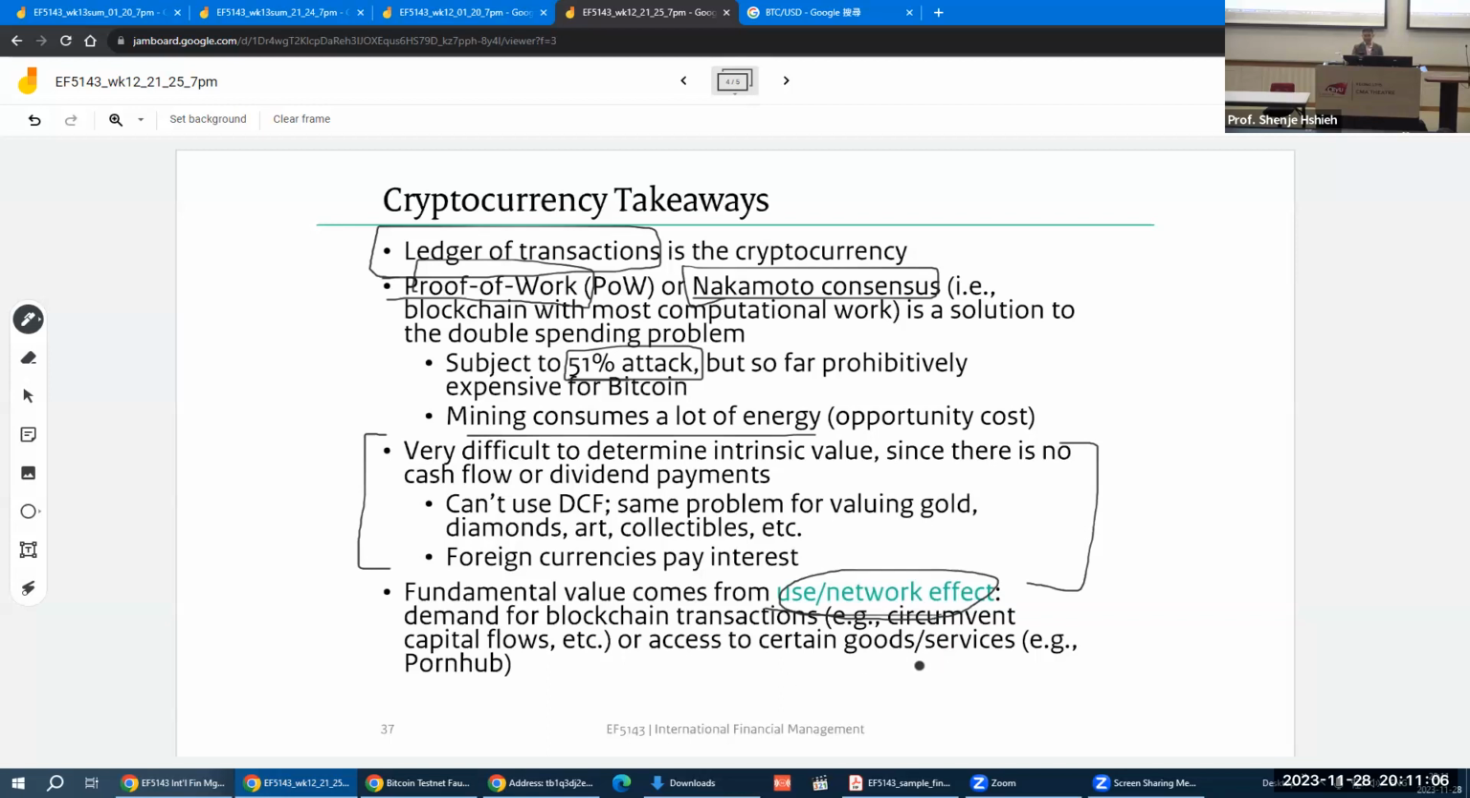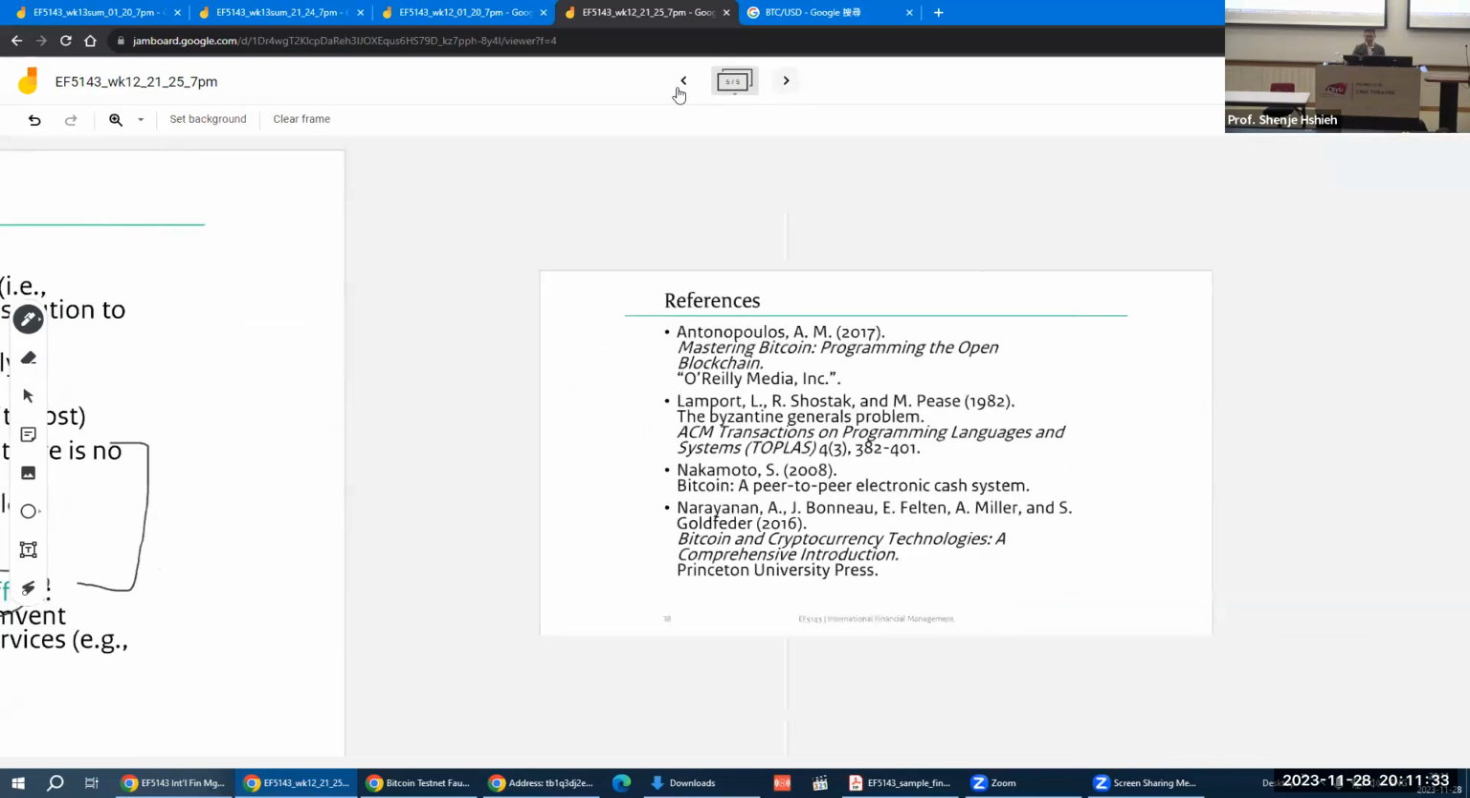And some people may say that Bitcoin does give you access to certain goods and services. As I know, now there are certain pornography websites that only accept crypto. So if you have crypto, you can buy pornography. You can't spend cash. Reasons is obvious, right? People who consume pornography, I guess, are doing a lot of illegal activities and they don't want to deal with credit cards. Okay, cool. So that's my takeaway.